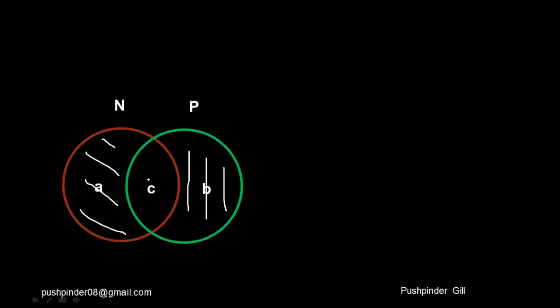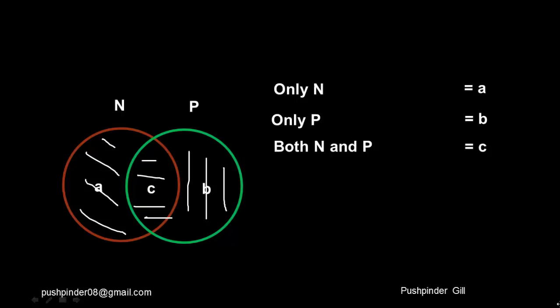If you want to calculate how many people will have only notebooks, that will be denoted by A. If you want to know how many people have only pencils, that will be denoted by B. If you want to know how many people have both notebook and pencil, that will be denoted by C. Similarly, if you want to know how many people have either a notebook or a pencil, that would be the sum of all these, because this has a notebook, this has a pencil, this has both. So that would be A plus B plus C.